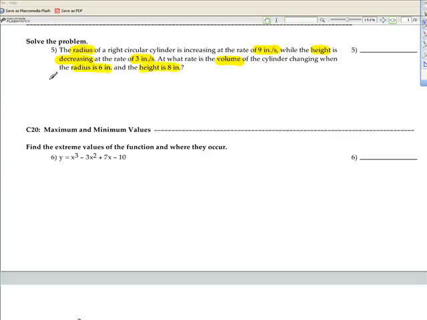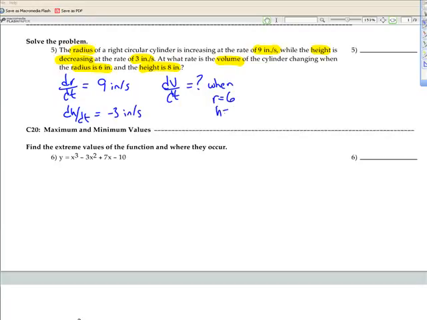So let's see. They've given me dr dt, how fast the radius is changing. That's 9 inches per second. They gave me dh dt, how fast the height is changing. That was negative 3 inches per second. And they asked for dv dt, how fast the volume's changing when r is 6 and h is 8. All I need now is a function to work with.